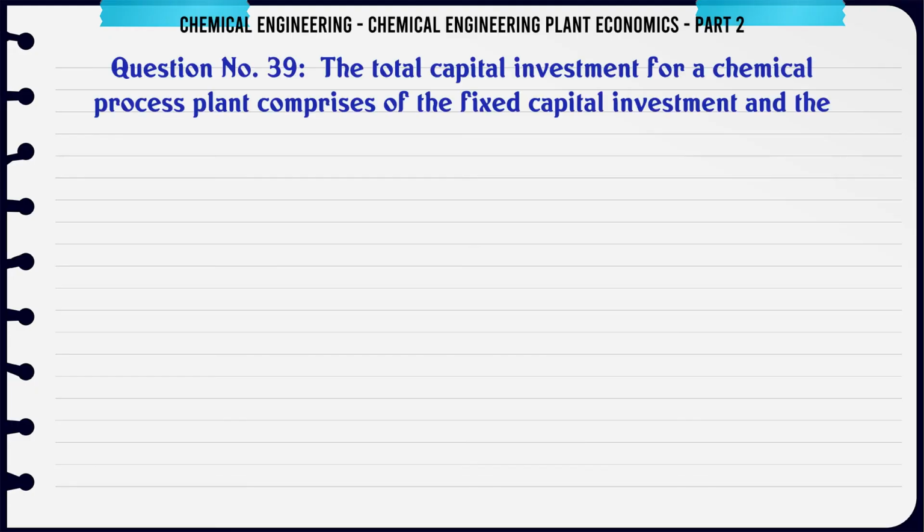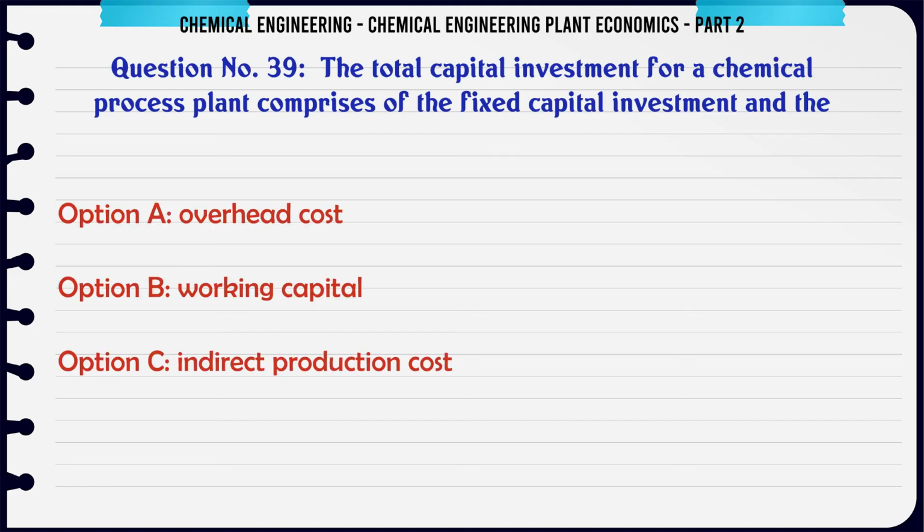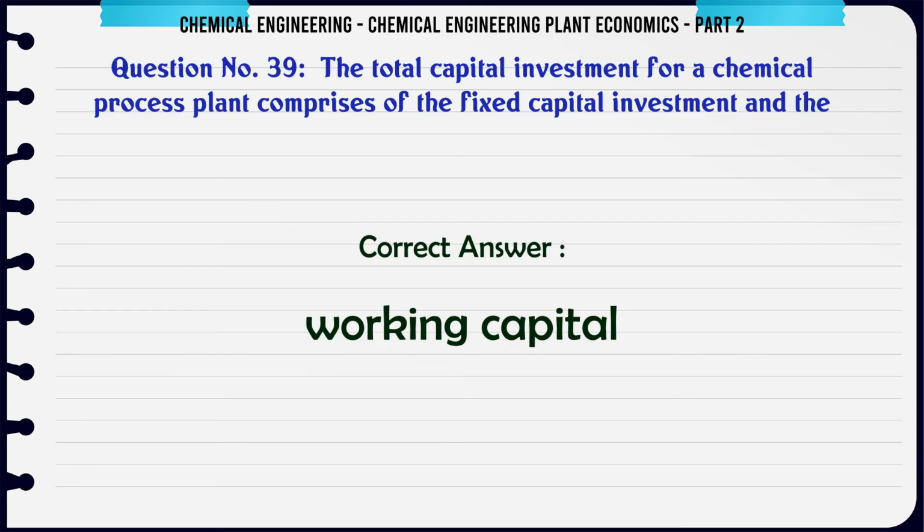The total capital investment for a chemical process plant comprises of the fixed capital investment and the A. Overhead cost. B. Working capital. C. Indirect production cost. D. Direct production cost. The correct answer is working capital.